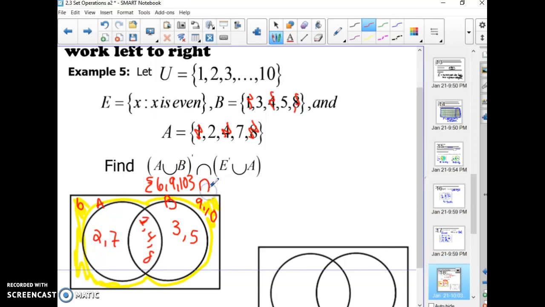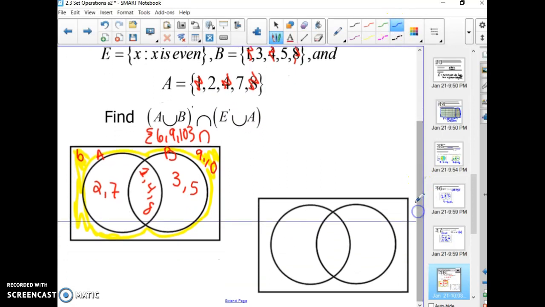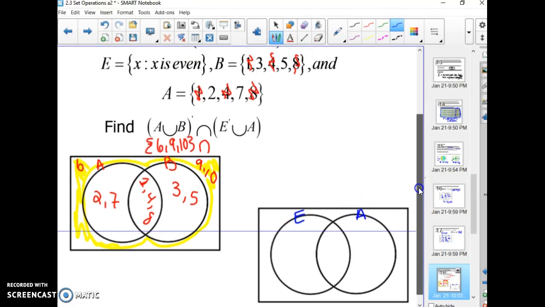Then I have that intersection, E complement union A. I'm going to label this Venn diagram E, and this one A. E is the even numbers. Right here in A, how many even numbers do I have? 2, 4, and 8. Those are all even numbers, so they go in the center. 1 and 7 go over here in A. And E is even numbers, so I've got 2, 4, 6, 8, and 10.